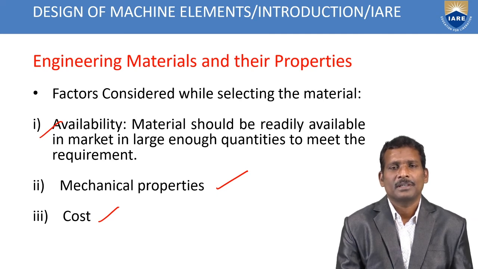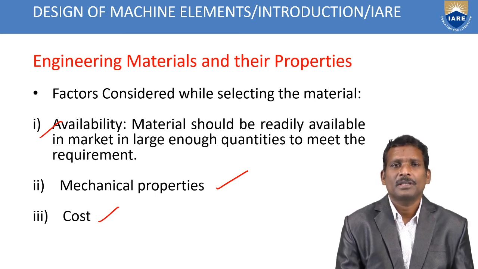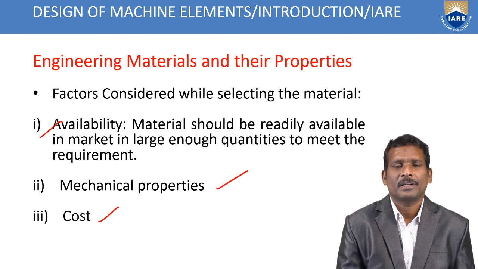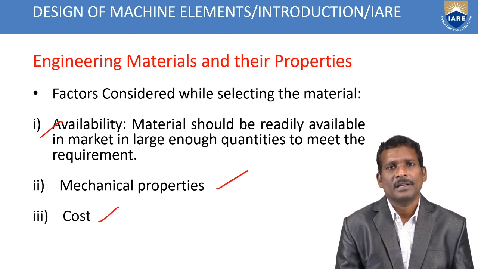So now first check it. Then go to your design next steps. Clear? So availability: if your selected material is not available, then go for the next alternate material.